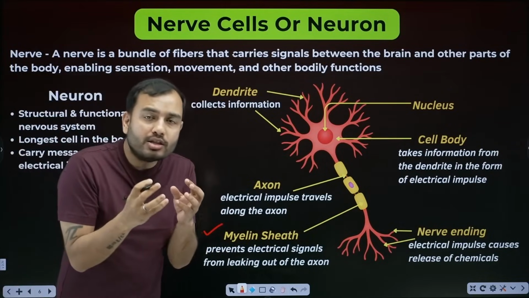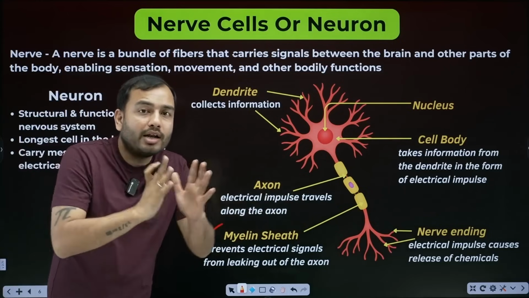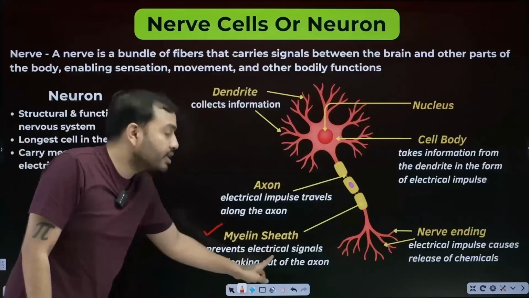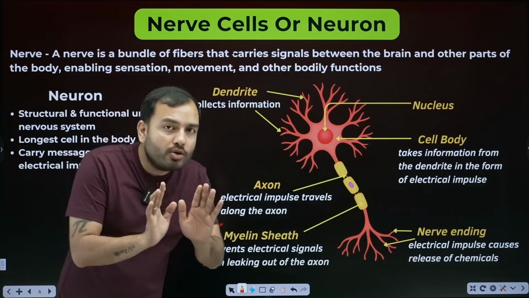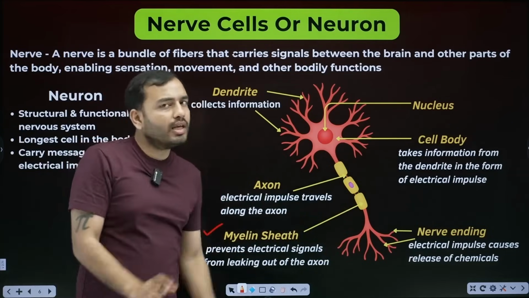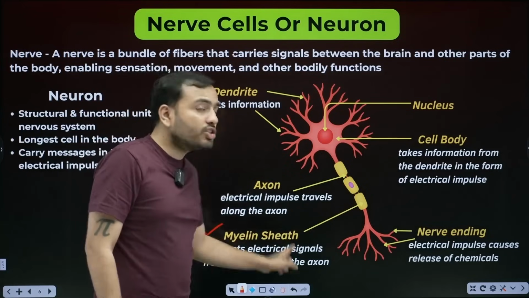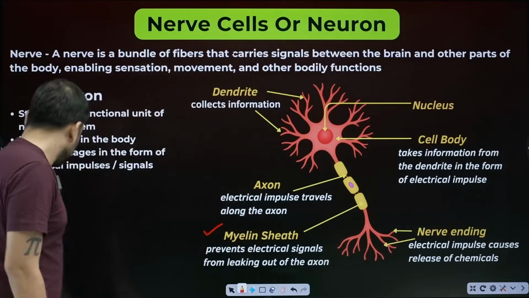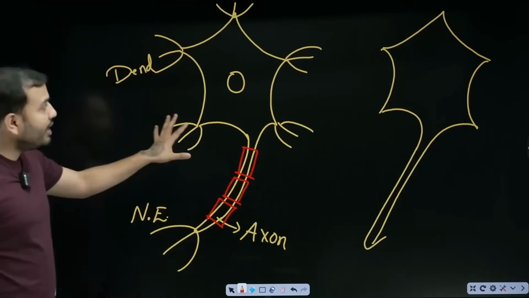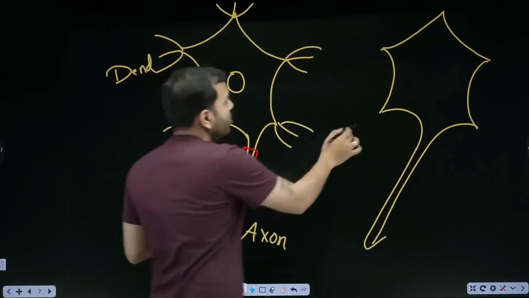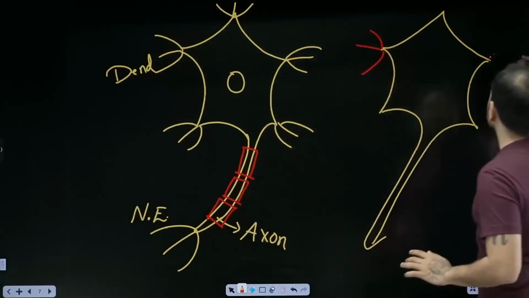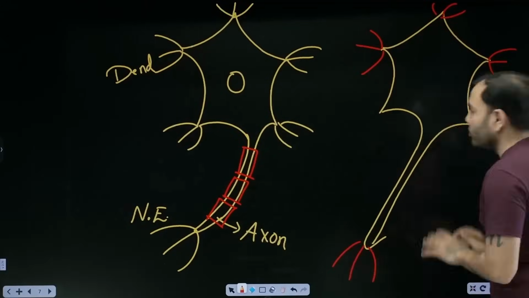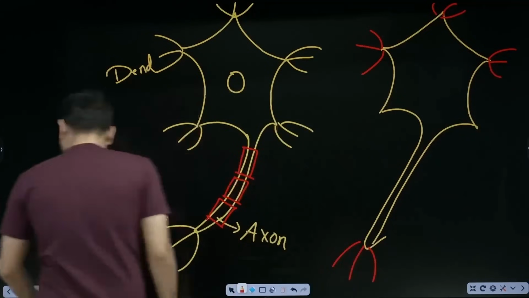What do they do? They save the impulse from being lost, so the impulse doesn't get lost outside or go somewhere else. The myelin sheath prevents the electric signal from leaking out of the axon. These are not on all neurons, only on some. NCERT does not talk about this. The neurons that have them we call myelinated neurons. Okay, so if it comes to drawing, you will be able to make it. Is it clear? You can do it just like this. Here is a dendrite, here is also a dendrite, and here is the nerve ending. Very good.